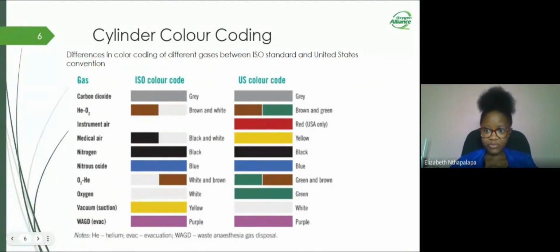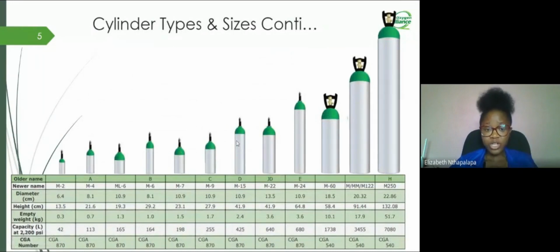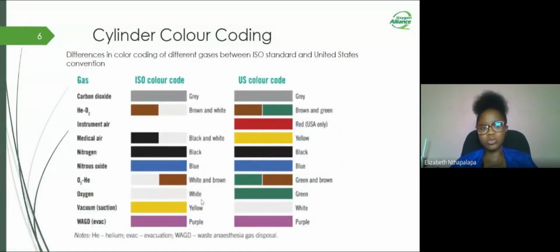The international standard for the color coding of gas cylinders is ISO 32 1977, gas cylinders for medical use especially. These markings bring an identification of the content. According to the ISO standard, oxygen should be labeled as white. But if we go back to the previous slide, we can see we have a different color. If we look at the shoulder of the cylinder, it is green. So let's differentiate these colors according to the ISO color code and the US color code convention.